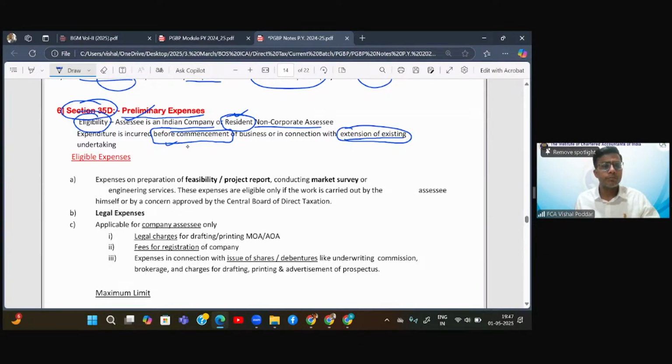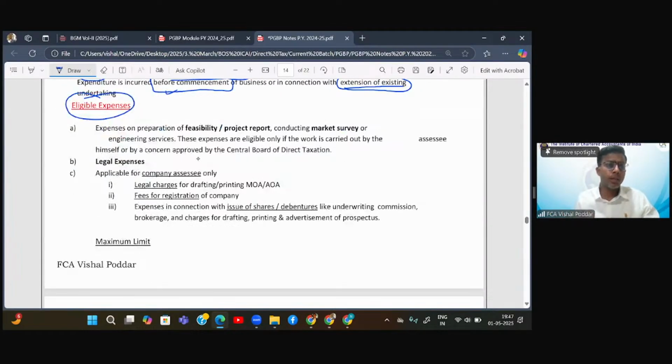This is also covered. Next, what are the expenses that are eligible? In preliminary, the expenses that are eligible are expenses incurred on preparation of feasibility report, project report, or conducting market survey or any type of engineering service. Now, please understand, students, whenever you have to start a business, these are the things which you'll always do.